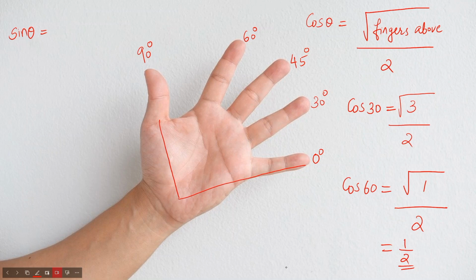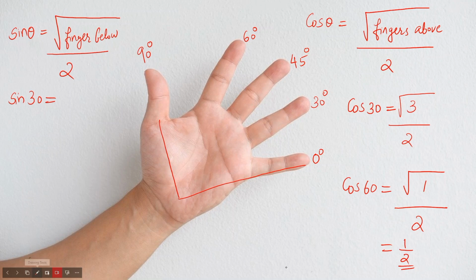And can you guess what about sine theta? Sine theta, you have to draw like this. The square root divided by 2. And inside it will be fingers below. How many fingers are there below that value? You have to count it. Suppose in case you want to find sine 30, below this finger, how many fingers are there? Only one finger, right? Only one finger is here below 30.